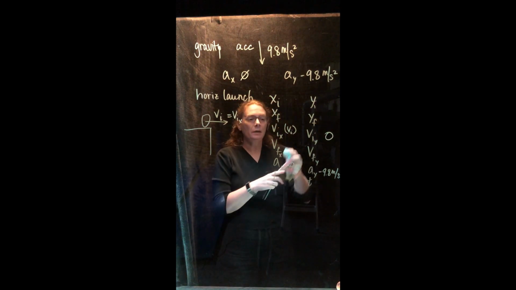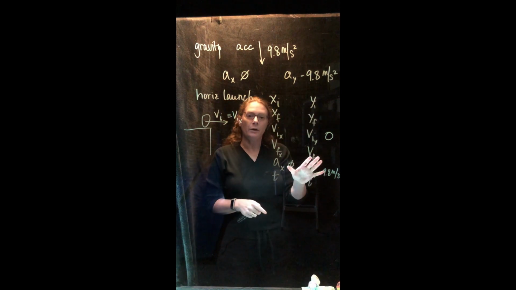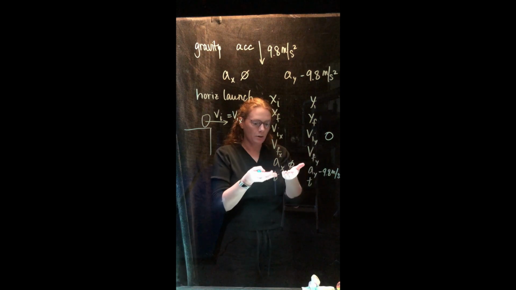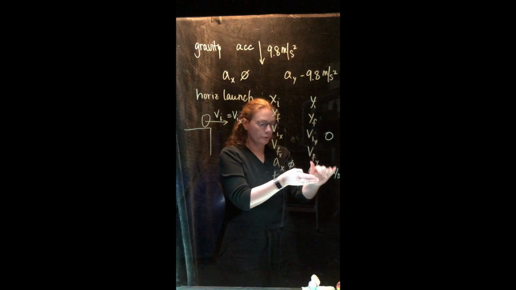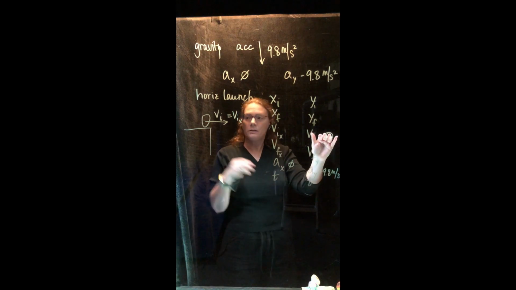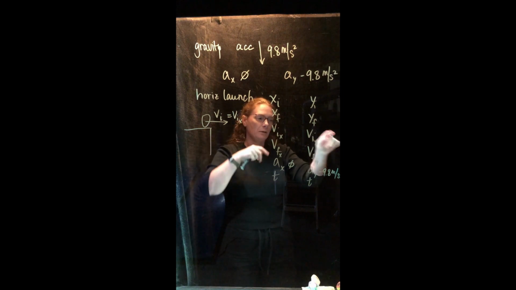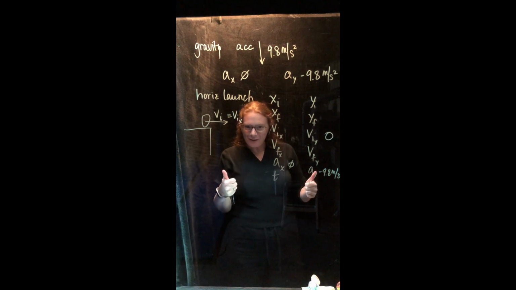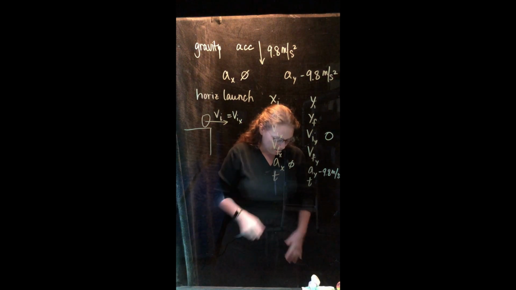So for horizontally launched objects, these three pieces of your chart will always be the same because we always know there is no horizontal acceleration. All the acceleration is vertical due to gravity, and since it's horizontally launched, it's not moving up or down to start with. So I hope you got those right. Let's move on to the angled launch then.